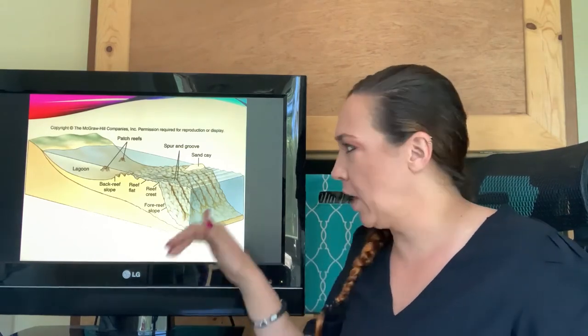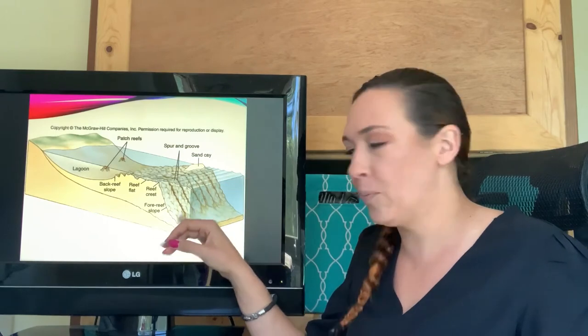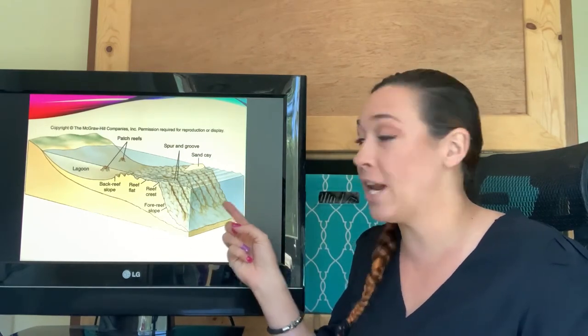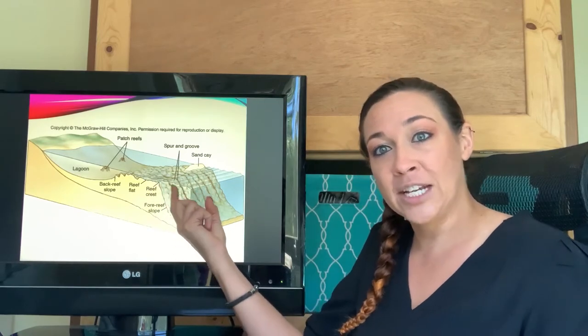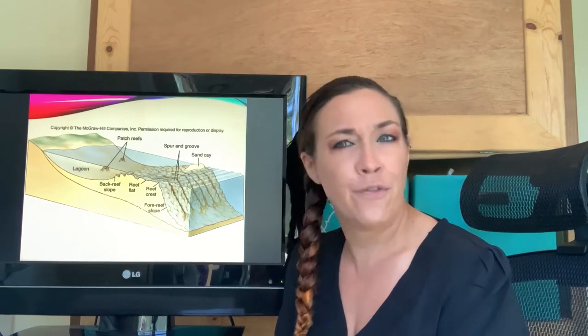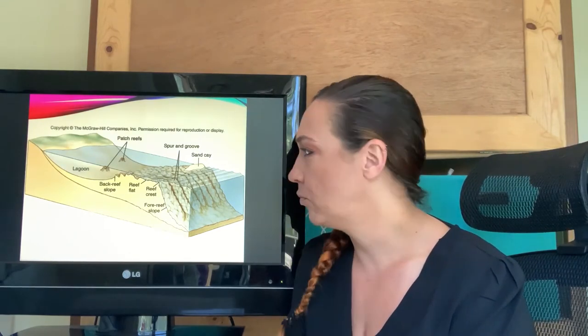So a lot of fishermen will actually fish this outside of the reef right here because you have deeper water, things like fish and sharks and stuff like that, which are waiting for these smaller reef fishes to leave the safety of the reef, and then they're going to ambush them from that outside there. So very, very productive areas.